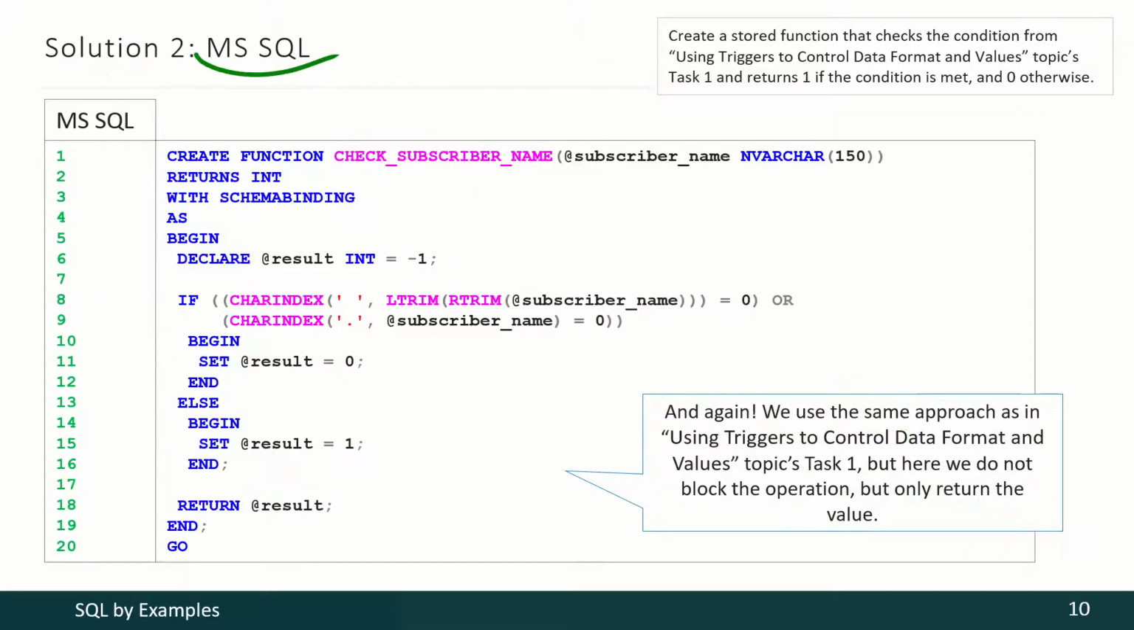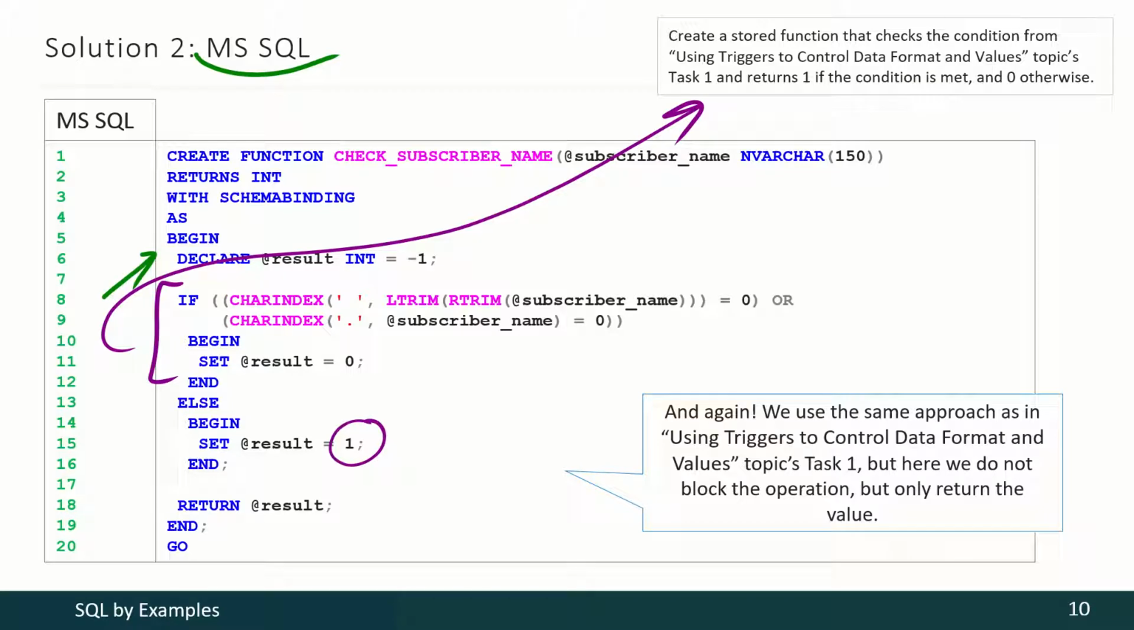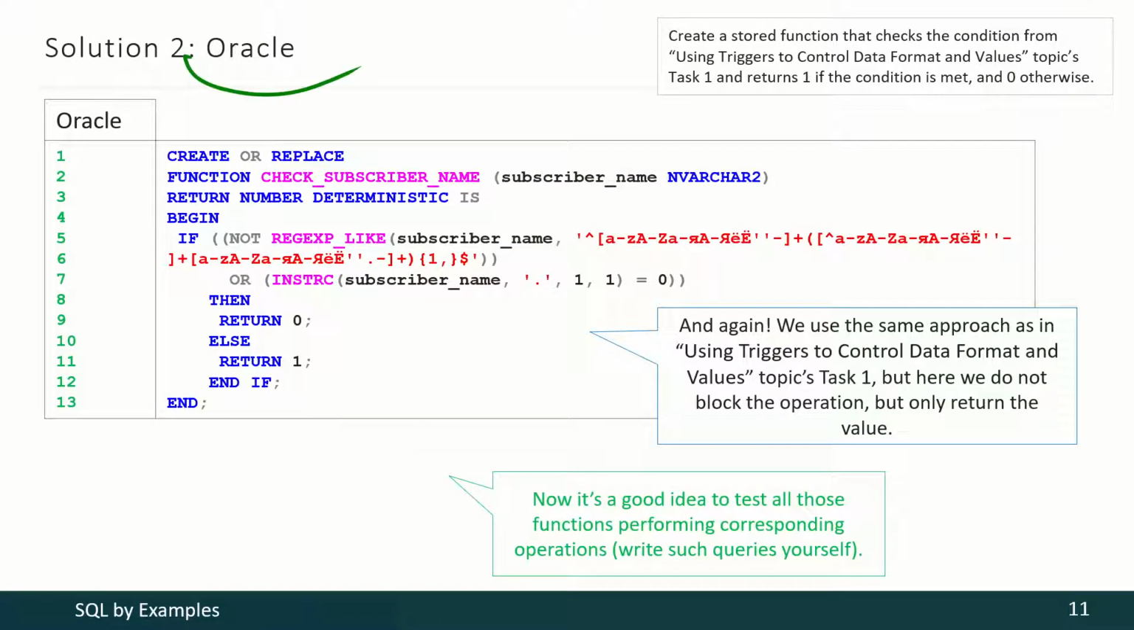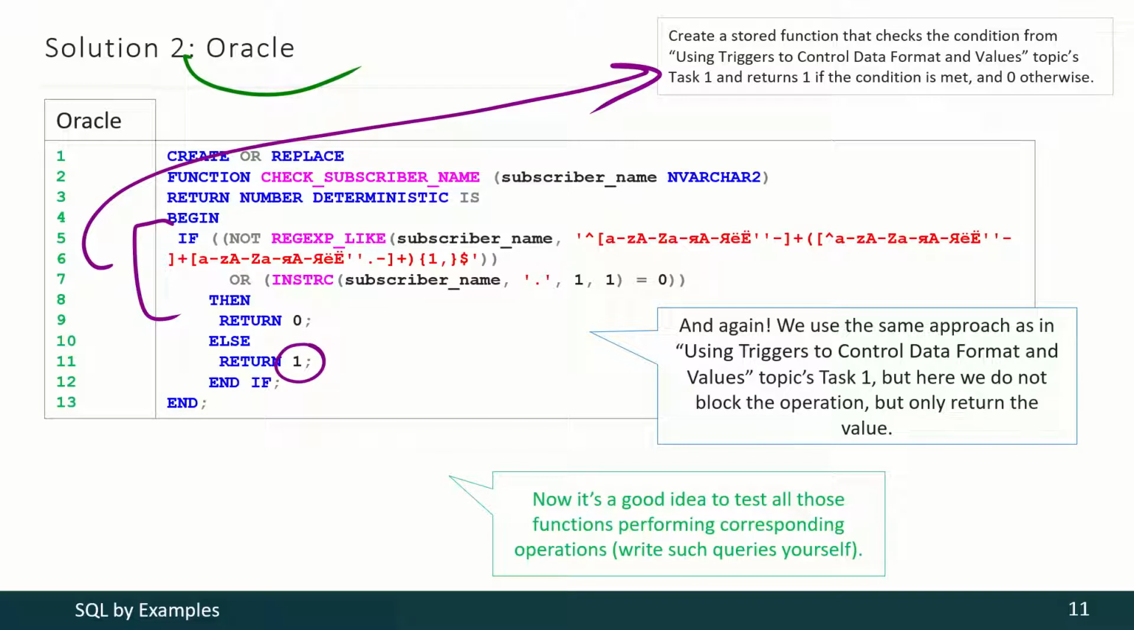With Microsoft SQL Server first we have to declare a variable, then we have to check for that condition that comes from the task, and we have to set that variable to 1 if that condition is met, or to 0 if that condition is violated. And finally we have to return that variable. And in Oracle the approach is the same. We have to check for that condition that comes from the task, and if it's met we have to return 1, otherwise we have to return 0.